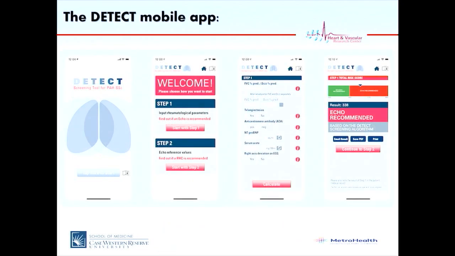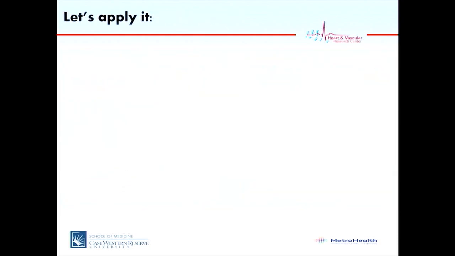So how do we do that? This is the DETECT algorithm app, and it puts this together and makes it easy to utilize this algorithm, starting with finding the biomarkers, then the clinical evidence, and moving on with the recommendations. So I'm going to apply this to this patient.